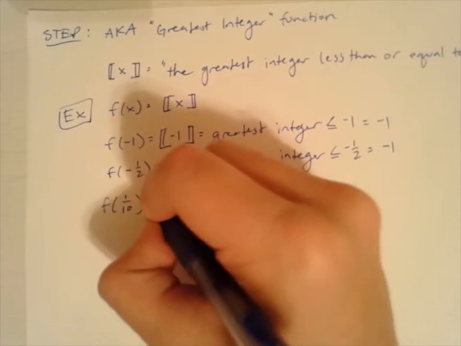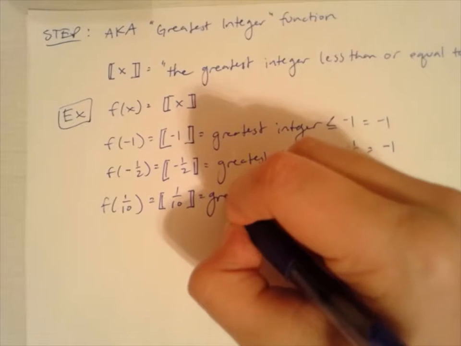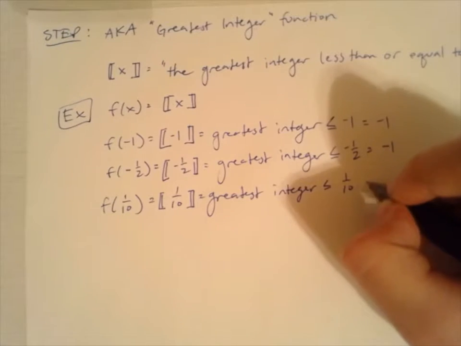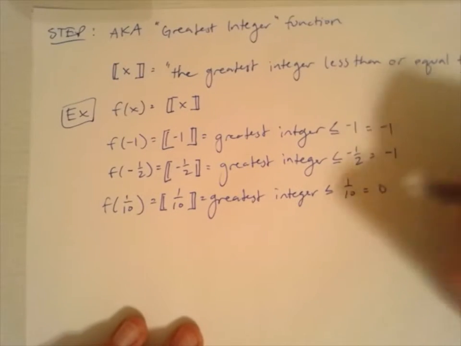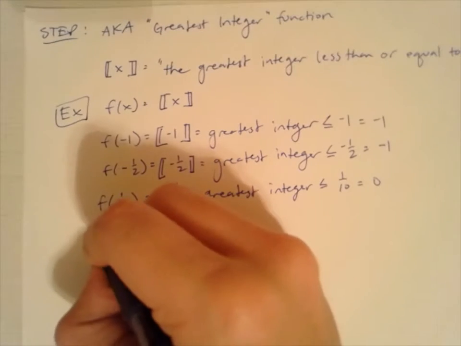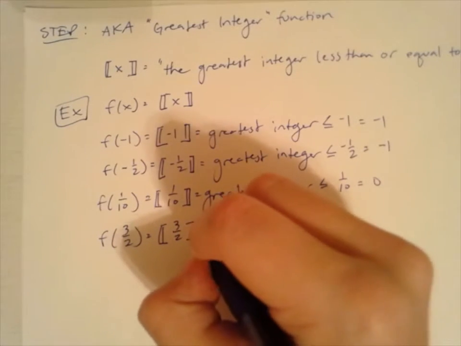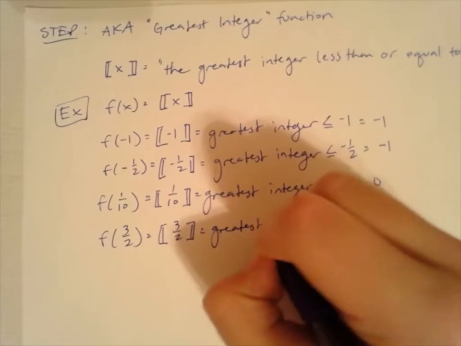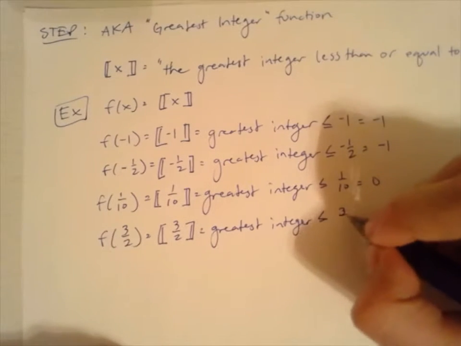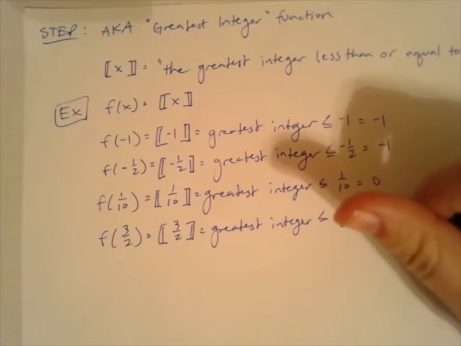Of 1/10. Well, the greatest integer that's less than or equal to 1/10 is going to be 0. Right? 1/10 is really close to 0. And if we had, let's say, 3/2, the greatest integer less than or equal to 3/2 would be just 1.